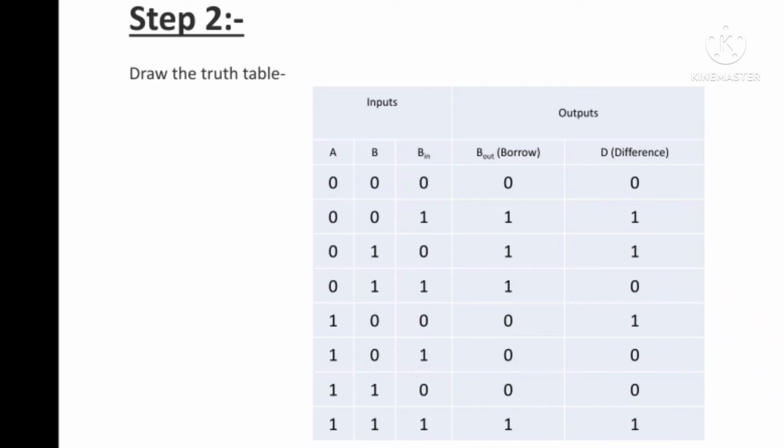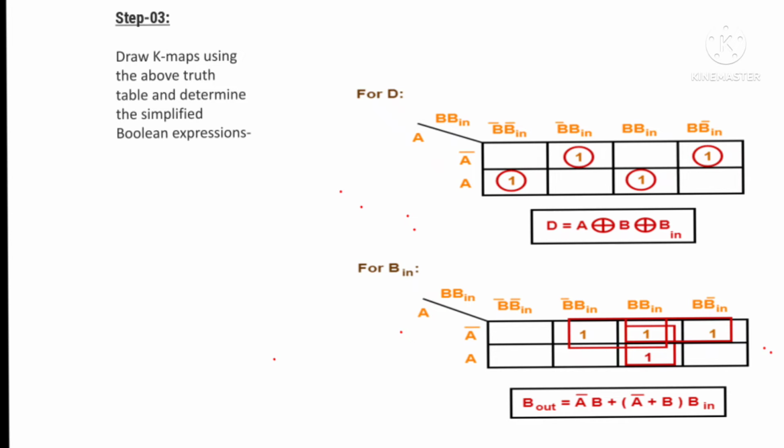At positions 1, 2, 4 and 7 we got ones, so we have to mark the first, second, fourth and seventh positions, and we have to loop the ones which are present in the K-map. As there is no looping possible, we have to take each one individually. Let's see how we draw this.